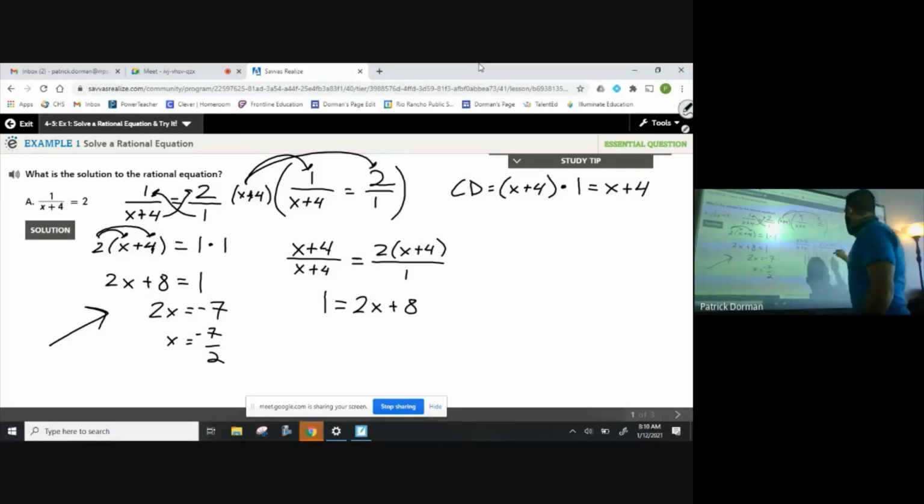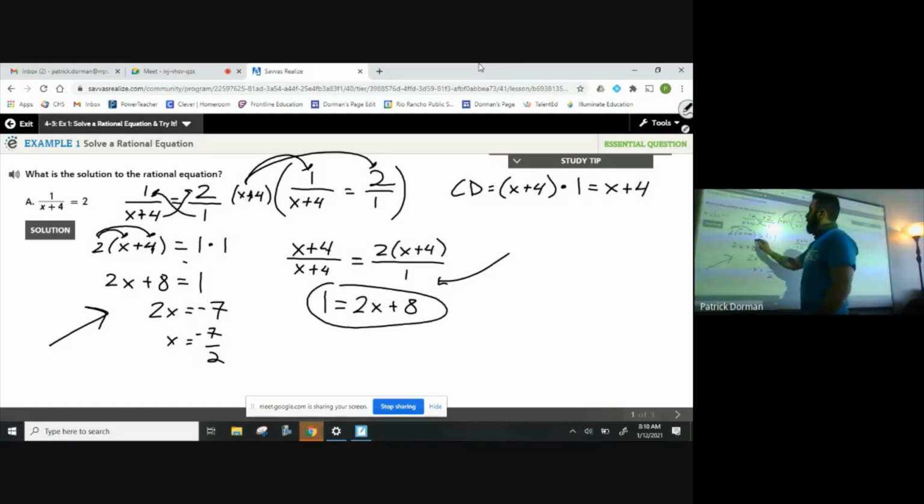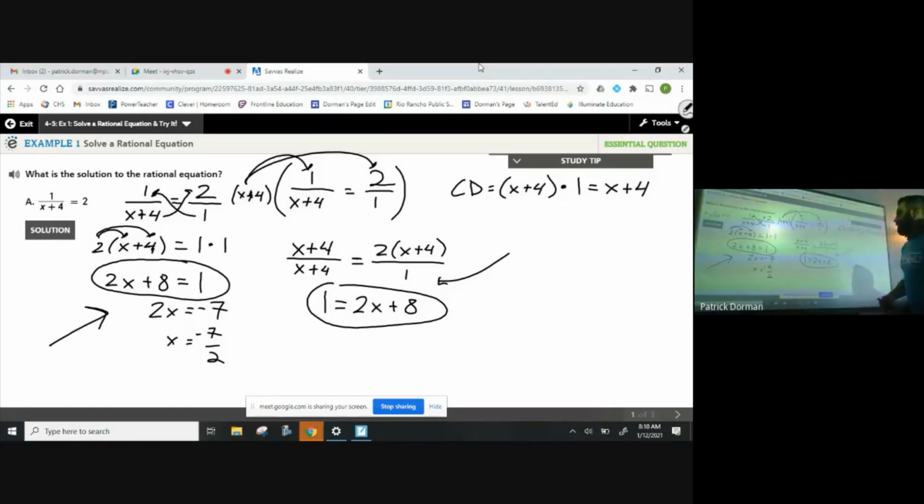And of course, this denominator of 1, it's just there so that we have two fractions. But dividing by 1 doesn't change anything. So we can just make that go away. Now we've pretty much got the same equation here. And you can see that if we were to continue solving, we would get -7/2.